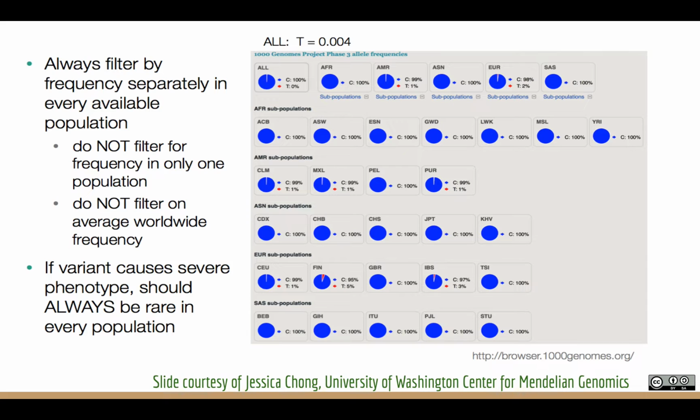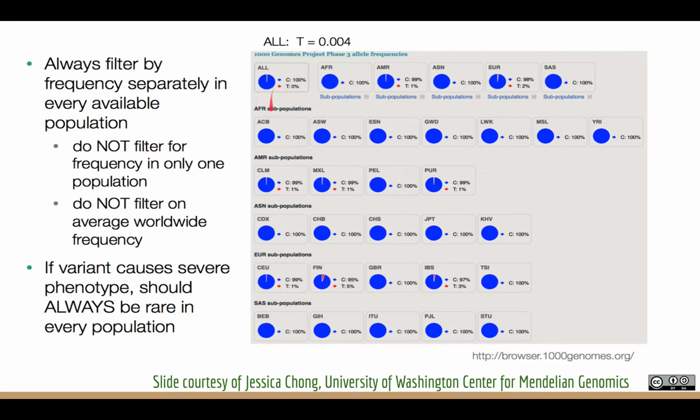So when we think about the frequency of a variant in a population, it's fraught with problems to think about a single frequency across the world population, because it can vary quite a bit. This is a slide that I borrowed from Jessica Chong, and it focuses on one variant. It doesn't matter where this is in the genome.